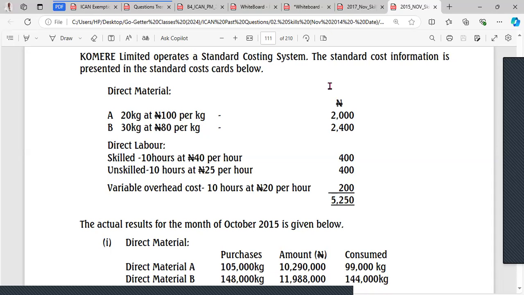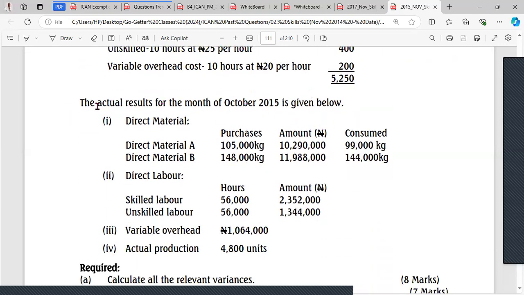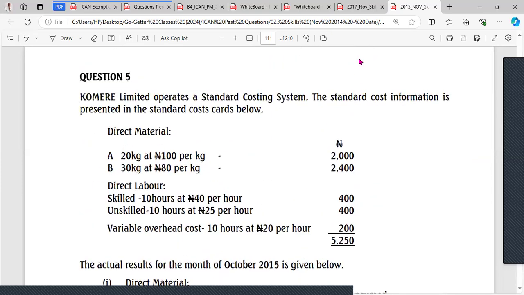Now, in the product, they need direct material A. 1 unit takes 20 kg. 1 kg is 100 naira. So it means that 1 unit of material A will be requiring 2,000 naira cost. For material B, 30 kg at 80 naira gives us 2,400. Now, direct labor, we have skilled and unskilled labor, 10 hours each, at 40 and 25 naira per hour. Then variable overhead. Then actual results, we have direct materials, direct labor, variable overhead. Actual production is 4,800 units.